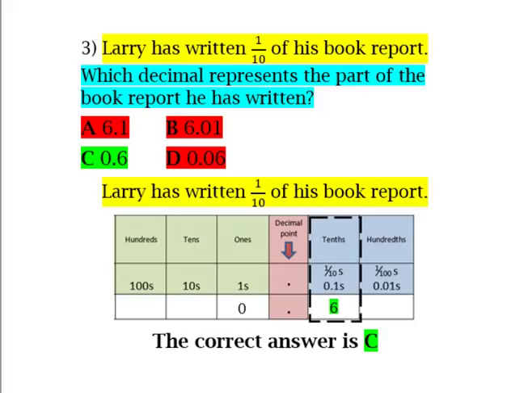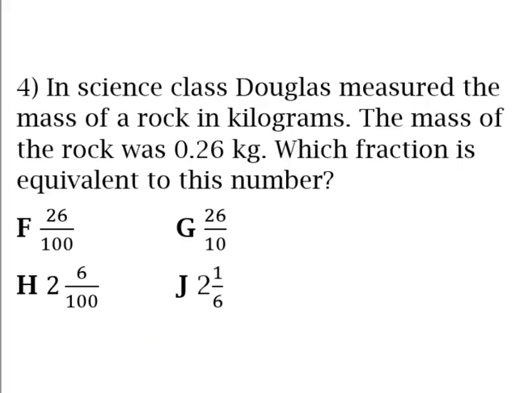Let's move to question number 4. In science class, Douglas measured the mass of a rock in kilograms. The mass of the rock was 0.26 kilograms. Which fraction is equivalent to this number? F, 26 over 100, G, 26 over 10, H, 2 and 6 over 100, or J, 2 and 1/6.